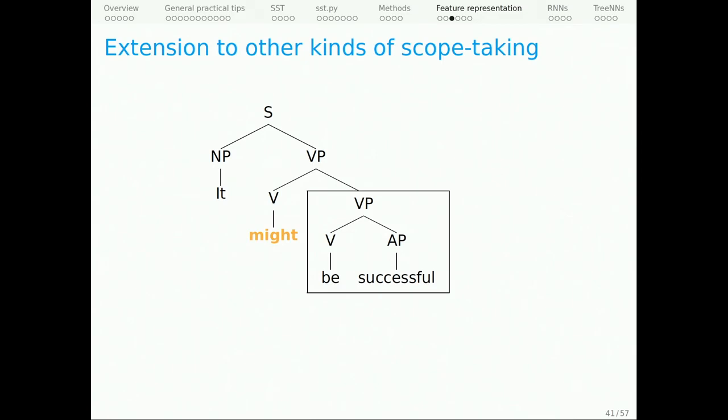And here I did another one. It might be successful, right? That's a kind of hedge, very different from it is successful. And you could capture that by doing some of this scope marking from might down into the thing that's next to it. And this is something that's really possible only because we have these trees.